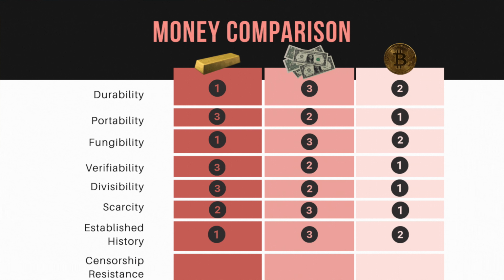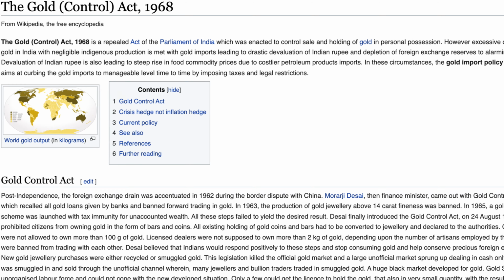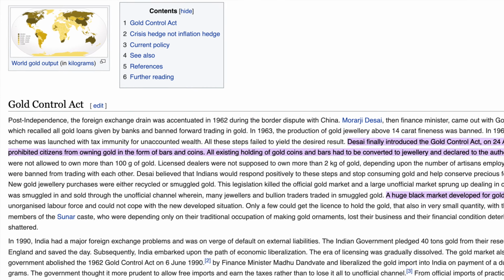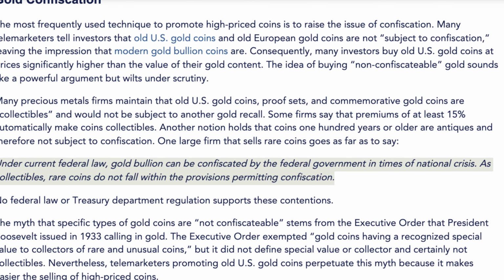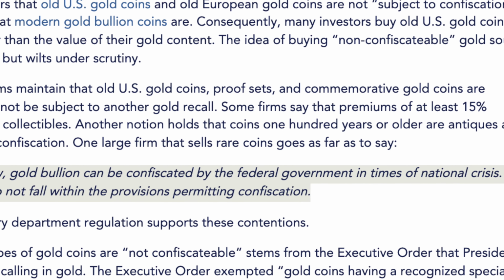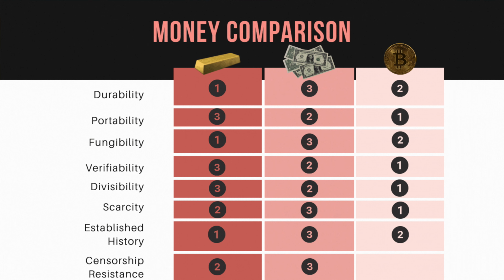Typically, if someone doesn't know that you have the gold, then it can be censorship resistant. But historically, there have been times when governments have confiscated gold. For example, India, I believe it was like 1968, where it was basically illegal to own gold. And even in the US, legally, if the government sees fit, they can just start confiscating gold as needed. So gold is not completely censorship resistant.